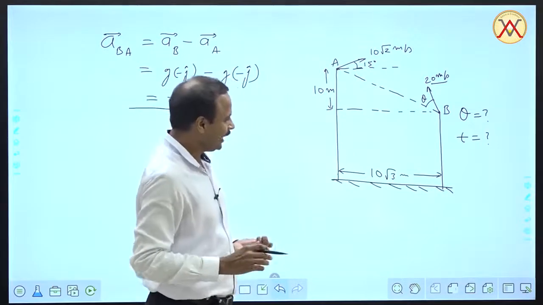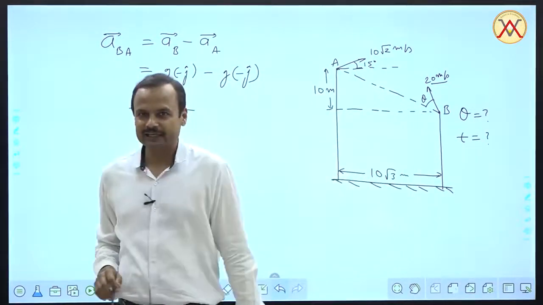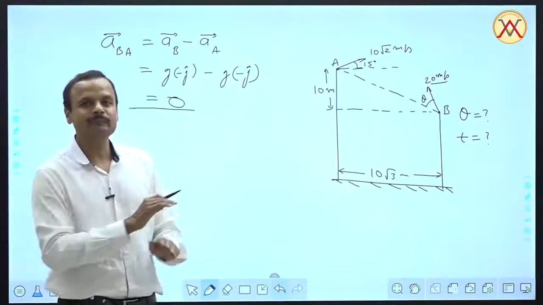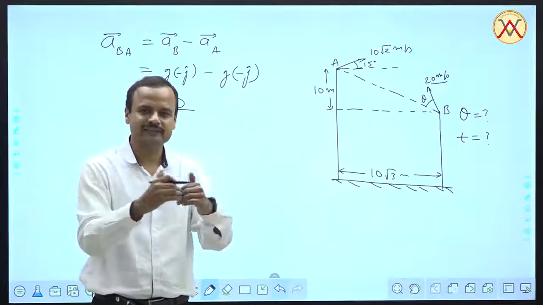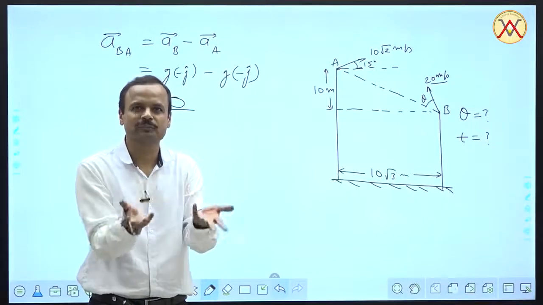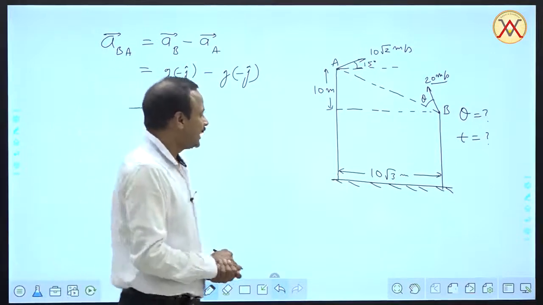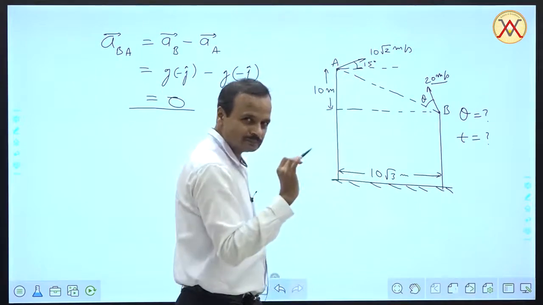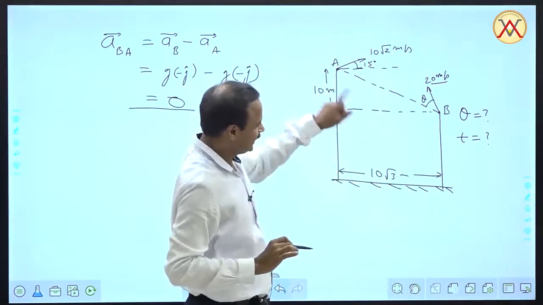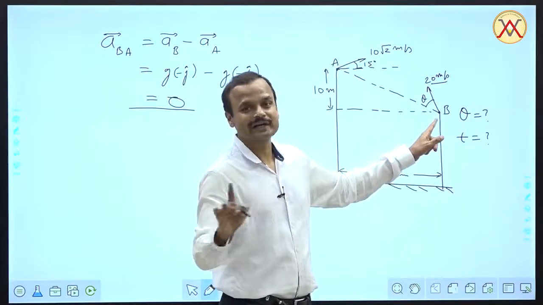And I want the two particles to collide. What does that mean? That means that the minimum separation is 0 because they are hitting each other. So at the time of impact, they are at the same position. Minimum separation becomes 0. Alright. So now if I am in the frame of reference of A, first thing, the path of B is a straight line path.